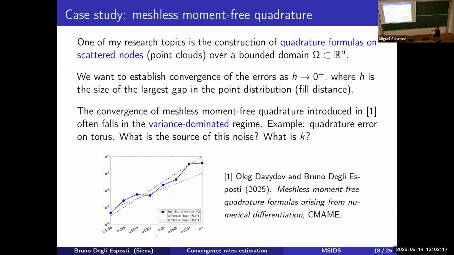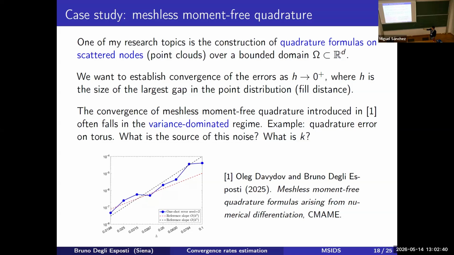Unfortunately, the convergence of these meshless moment-free quadrature formulas often falls in the variance-dominated regime. So this example you see here is for the construction of quadrature formulas in the interior of a 3D torus. So what is the source of this noise?